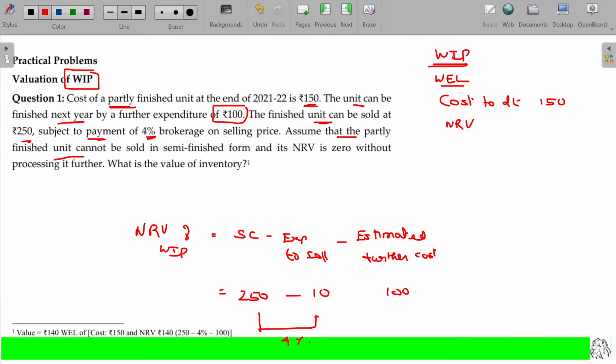Assume that the partly finished unit cannot be sold in semi-finished form itself. We cannot sell it as it is. We have to spend further cost to complete, and only then can we sell. 250 minus 10 minus 100, the ultimate value is 140. This 140 is the NRV. The value at which it is going to be shown in your books is only 140, not 150. Though you spend 150 to manufacture up to this level, you have to show only 140. Okay.